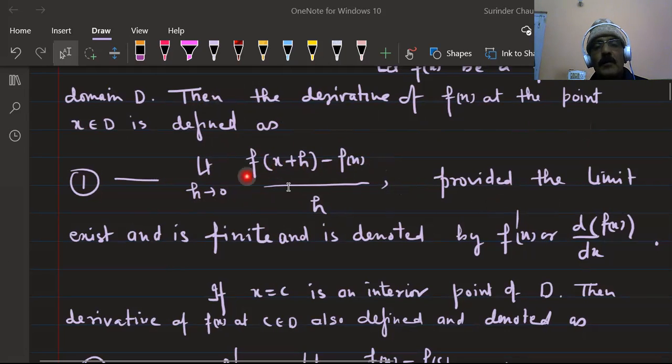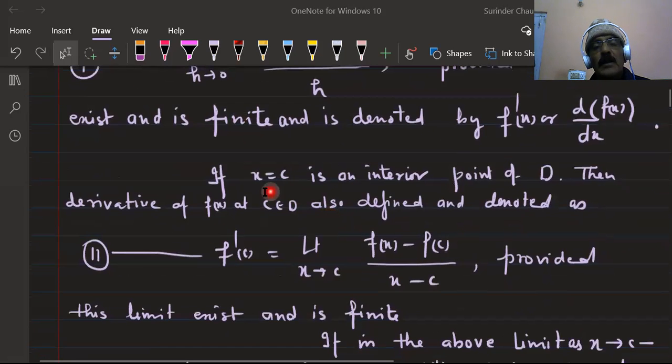Provided this limit exists and is finite, the function f(x) is said to be differentiable at x. If this limit, limit h approaches 0 of [f(x+h) - f(x)]/h, exists and is finite, then this value is denoted by f'(x) or d/dx of f(x). So this is d/dx of f(x).